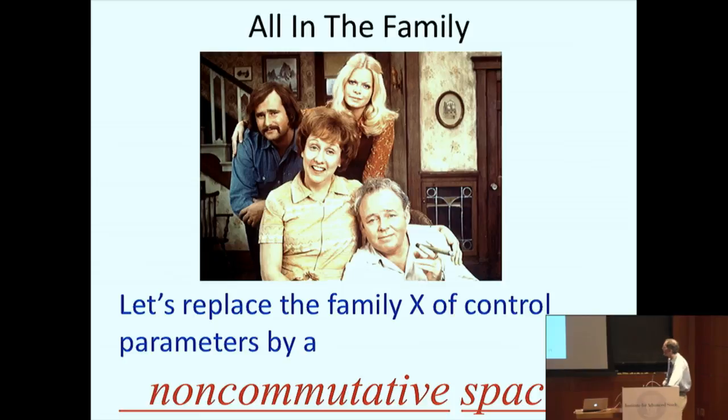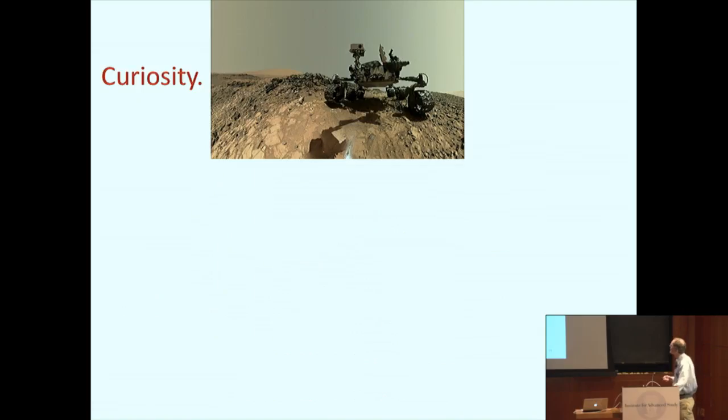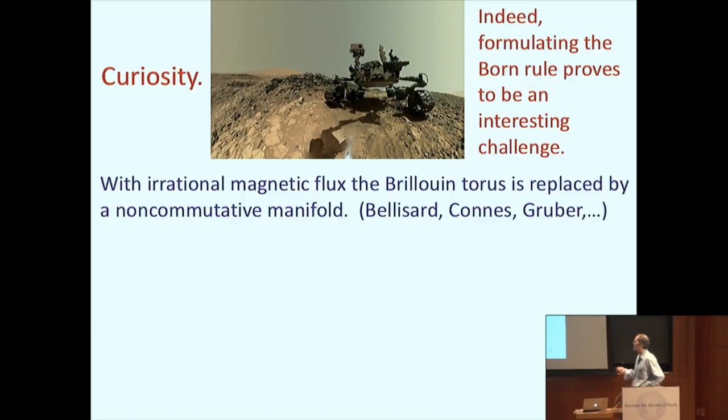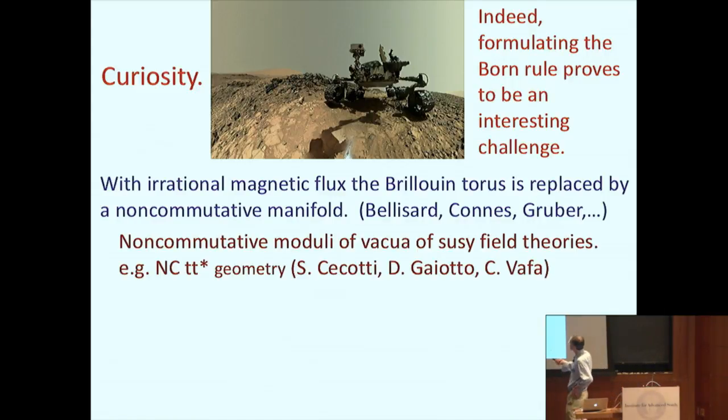So in that spirit, let's replace the family X of control parameters by a non-commutative space. Now, many of you will be wondering, why do that? And the honest answer is curiosity. And indeed, formulating the Born rule proves to be an interesting challenge. Now, a more respectable answer is that with an irrational magnetic flux, the Brillouin torus is replaced by a non-commutative manifold. It's also true that non-commutative moduli of vacua of supersymmetric field theories have been coming up recently.